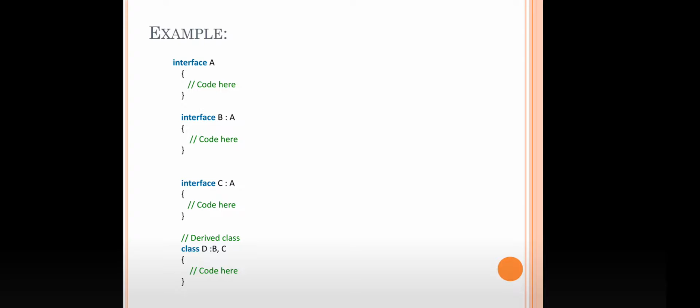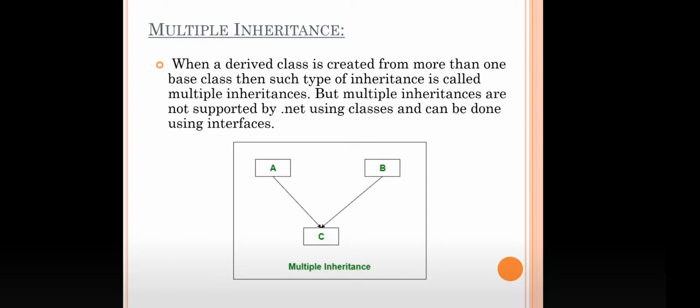Okay, example: class A, with some code, then class B derived from A, and class C from A with its code, and class D, which is derived from B as well as C. It's derived from two classes, so we call it hybrid. Multiple parents, then one child. When a derived class is created from more than one base class, such type of inheritance is called multiple inheritance. But multiple inheritance is not supported by .NET using classes, and it can be done using interfaces.